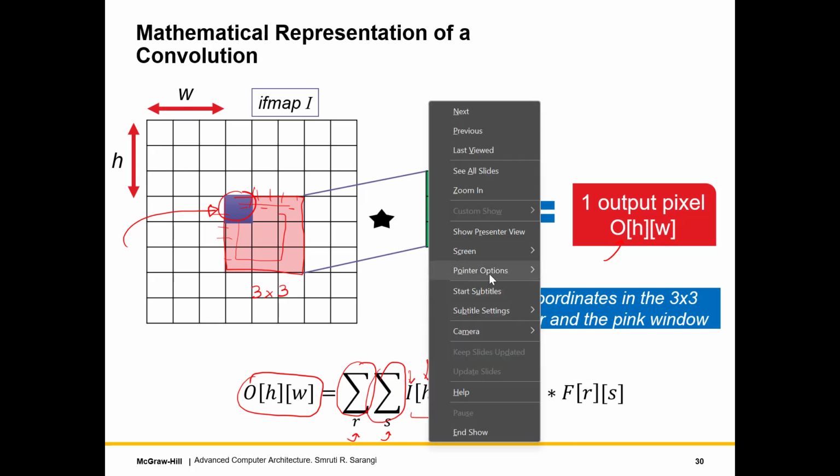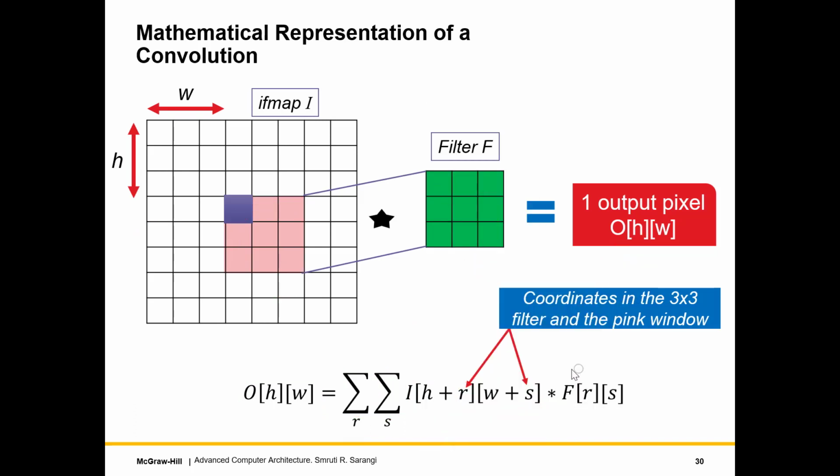Let me clear off the ink over here. That will make life somewhat easier. The key point is understanding this equation. If you are able to understand this equation, we are good to go. I would suggest that people who are watching this video not progress beyond this slide unless they are able to understand this equation, and I would like to explain what is over here. This says that coordinates in the 3 cross 3 filter, which is this one, and the pink window, right?